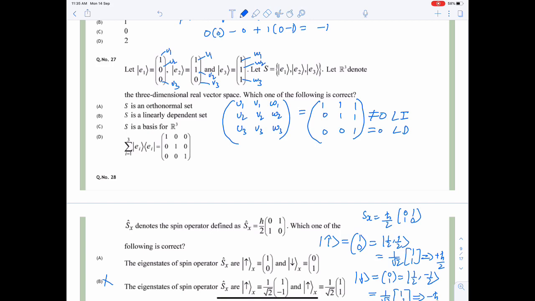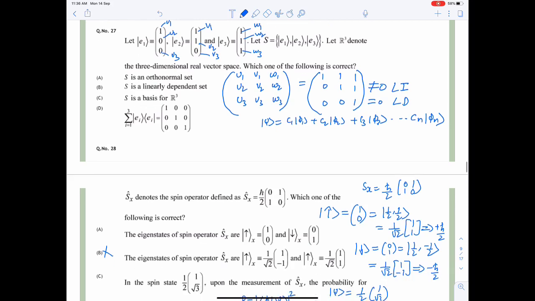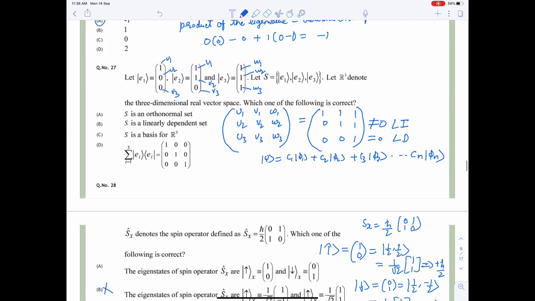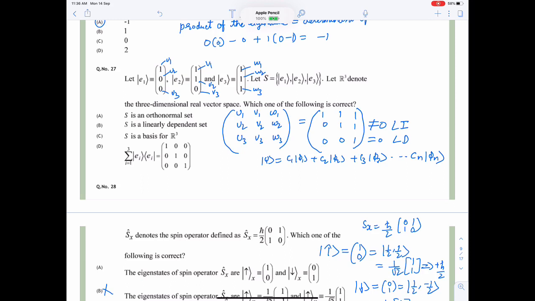So any linearly independent set can be expressed as a basis. Basis means that you can expand psi in terms of phi: c1 phi 1 plus c2 phi 2 plus c3 phi 3 up to cn phi n. Okay, so you can do this. And this is the meaning of your basis.